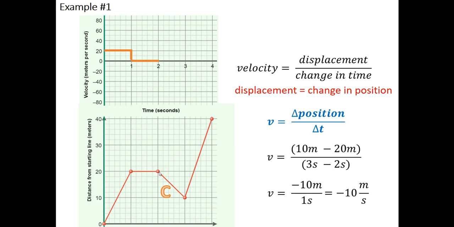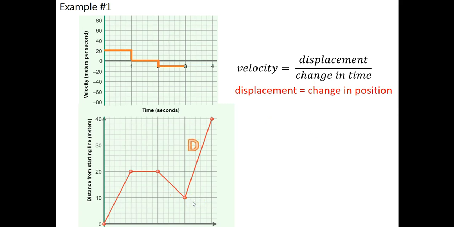We know that it's negative because my line is pointed down or back toward the origin. Then we come back to our velocity graph and draw a straight line across from 2 seconds to 3 seconds at negative 10 meters per second. And again, we'll connect our lines.